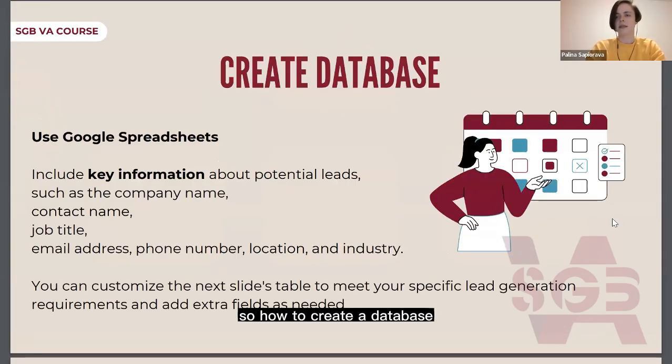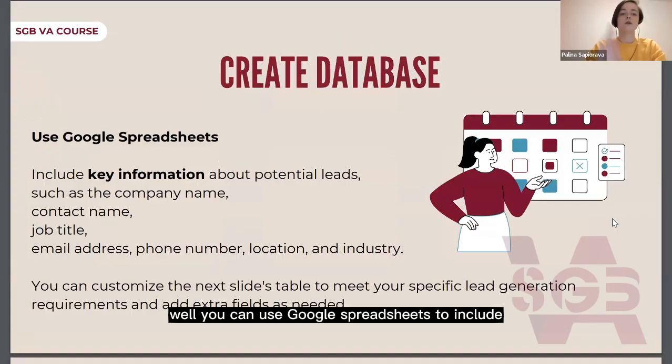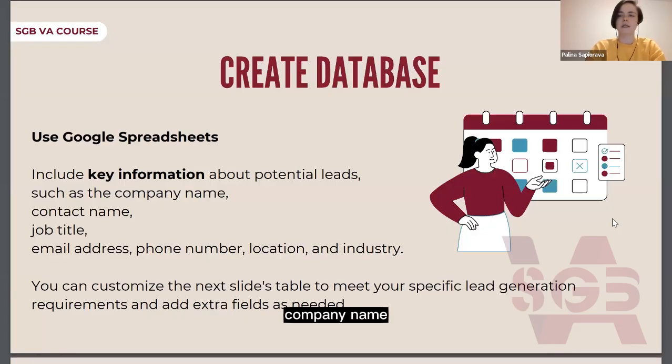So how to create a database? Well, you can use Google Spreadsheets to include key information about potential leads, such as company name, contact name, job title, contact information, location, industry. So the next slide will show you an example of such a table, but again, you can customize it how you want.